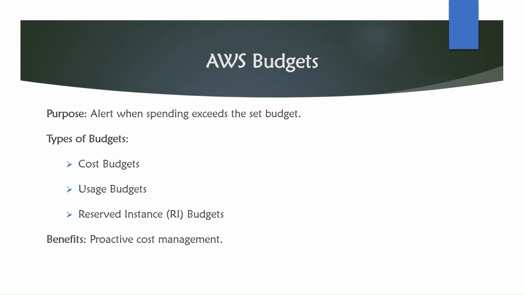AWS Budgets help maintain financial discipline by giving users the tools to track and manage spending proactively, ensuring cost efficiency and better overall management of AWS resources. So these capabilities provide users with more control over their AWS environment, helping to optimize usage and reduce the risk of overspending.